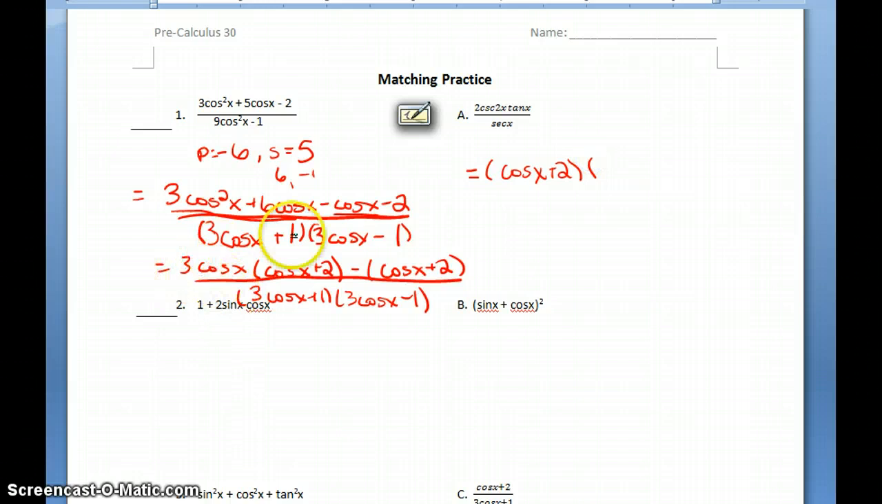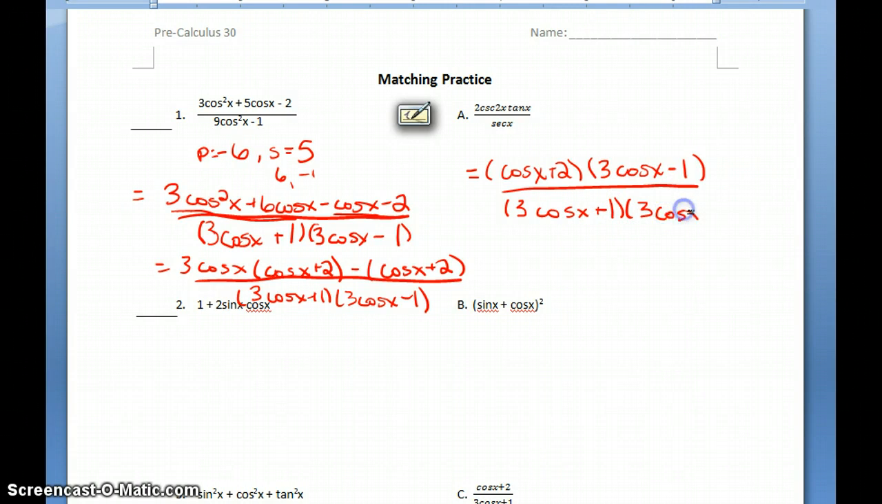What we're left with here is 3 cos of x and a minus 1. Okay, so hopefully you guys remember factoring and decomposition there. And then what we're left with on the bottom there, we didn't do anything there. It's simplified, I think, as far as we can go. So we have 3 cos x plus 1 and 3 cos x minus 1.